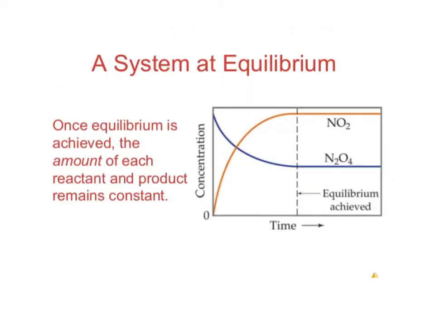This graph is a graph of concentration versus time. Once equilibrium is achieved, the amount of the reactants and the products remains constant. It doesn't change. Although some of this may be decomposing into nitrogen dioxide and this may be reforming, they're doing so at equal rates so that the amount of each does not change. That happens once you reach equilibrium.